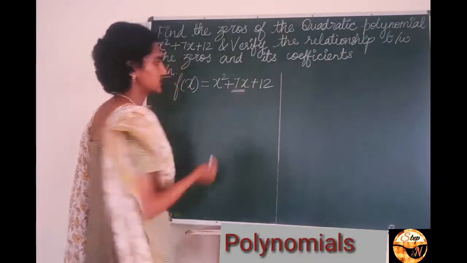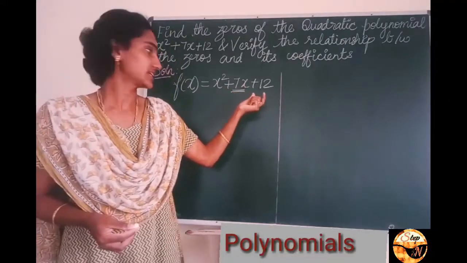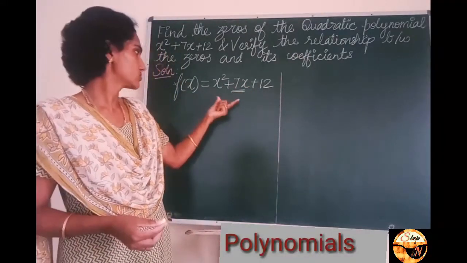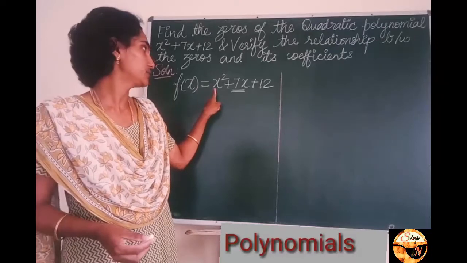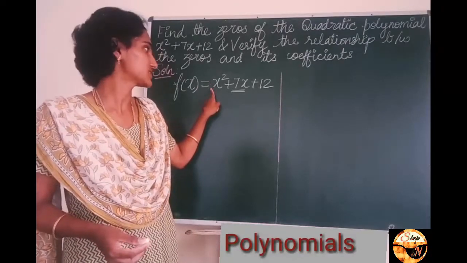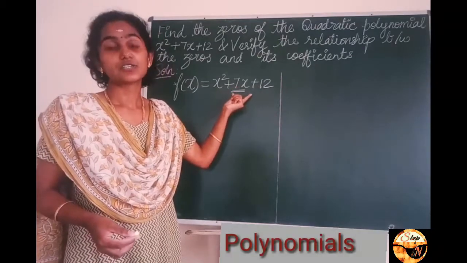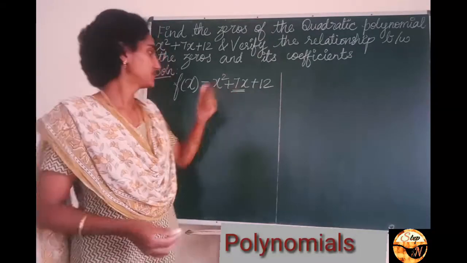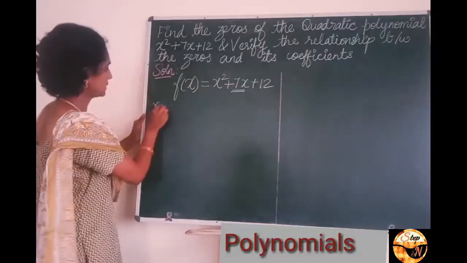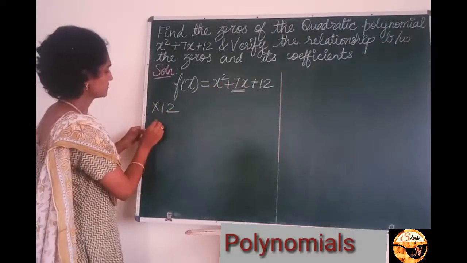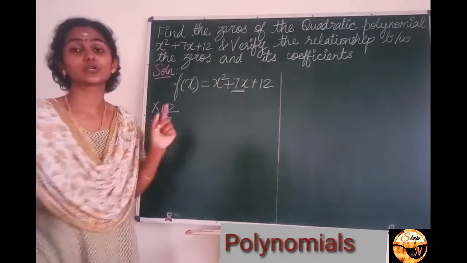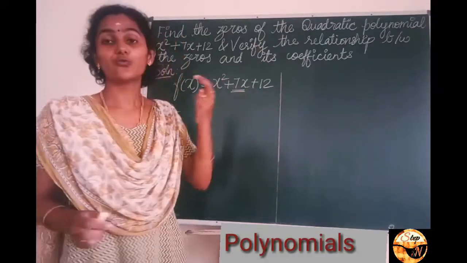So first for that, we have to split this 7x into two terms so that it will be the multiple of the first coefficient and the constant term, and it will be the sum of the middle term. That is, while multiplying you have to get 12, while adding you should get 7. That is 4 and 3.